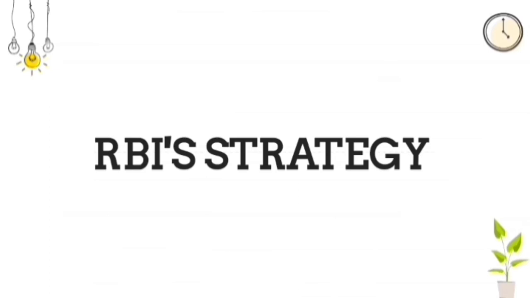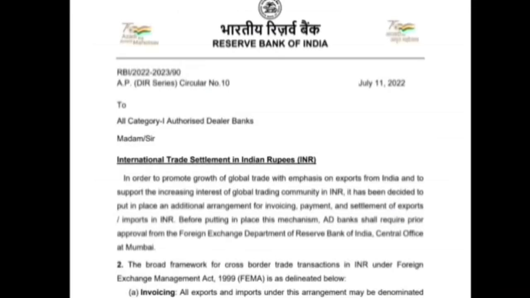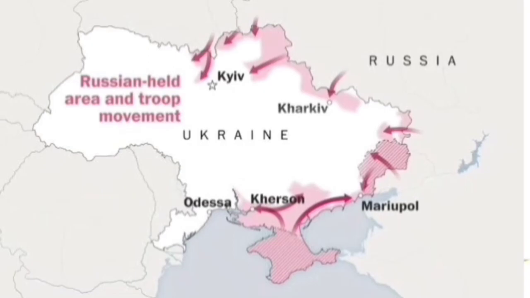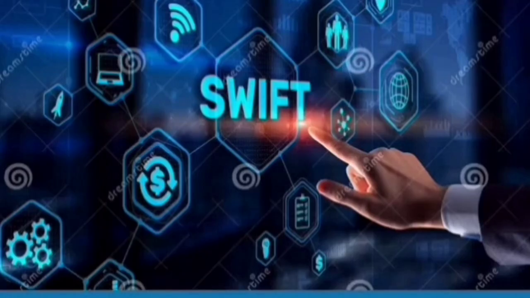The first thing you need to understand: why is the RBI suddenly allowing international trade to be settled in INR? Well, this is because when Russia invaded Ukraine, the American sanctions removed Russia from something called the SWIFT network. And this has brought several trade challenges for India and many other countries.